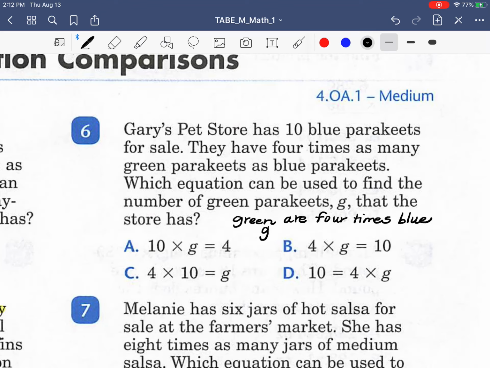So G equals 4 times, we could say B, but we know what B is. We know that B, the blue ones, are 10. So G equals 4 times 10. And that goes with option C. They are teaching us some algebra right here.